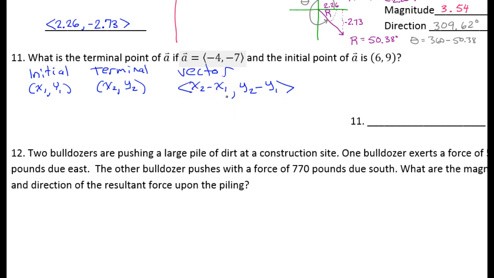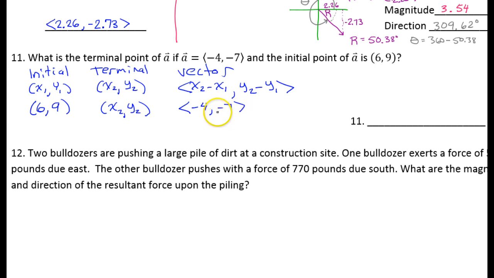Okay, so in this case we are given the initial point, which is 6, 9. So we are given x1 and y1. We're being asked to find the terminal point. All right, we're being asked to find x2, comma y2. That's what we're looking for. But we are given the vector in component form. We are given the -4, comma -7.